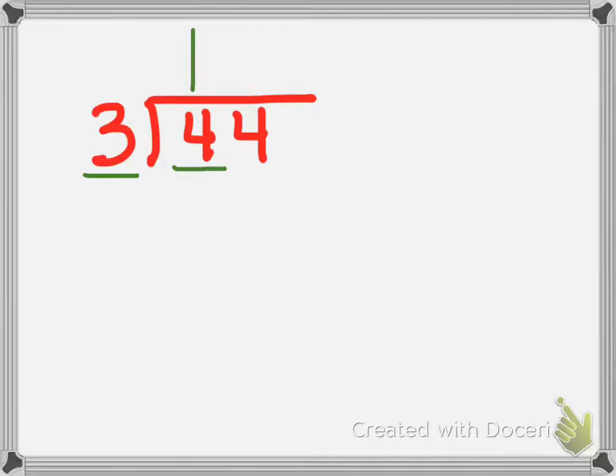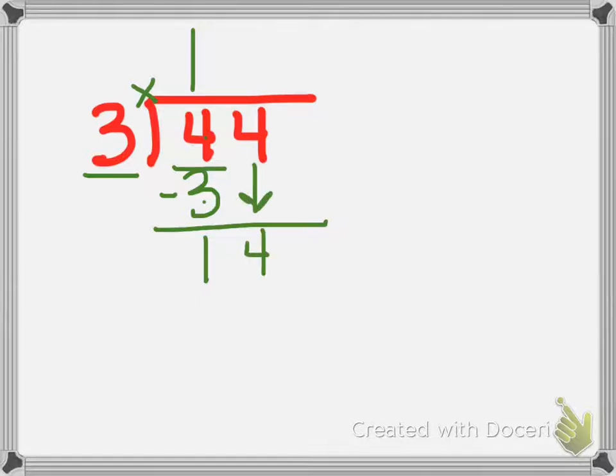Mother sees that Father wrote down a 1, so Mother's going to multiply 1 times 3. 1 times 3 is 3. Sister says, I'm ready to subtract. 4 minus 3 is 1. Brother's turn. He brings down the 4. Notice, we've already divided the 4 tens, and we brought down the 4 ones. This is our new dividend.